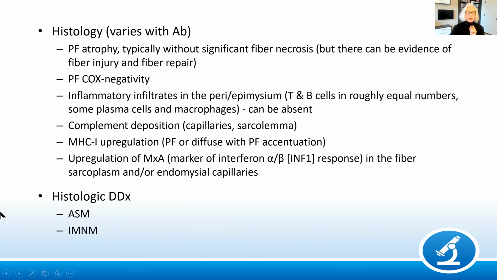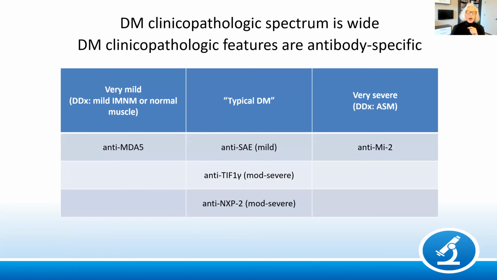So again, here are the shared features that I think is what most of you think of when you think about dermatomyositis. But again, some of them may actually not be present, as you will see in a moment. And so really the only thing that's present across all of these conditions is MXA, or really this interferon type 1 response that's present in all of them. And then the histologic differential diagnosis varies depending on where on the spectrum you are and what antibody you have. And that's highlighted in this slide here.